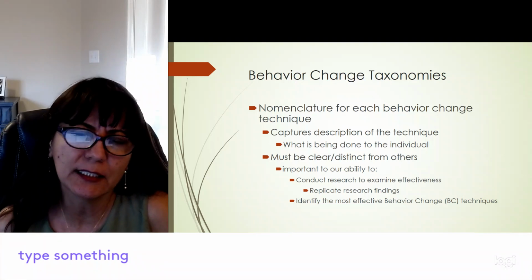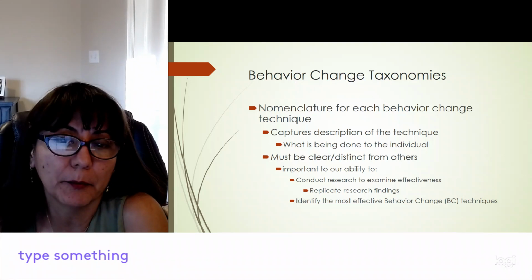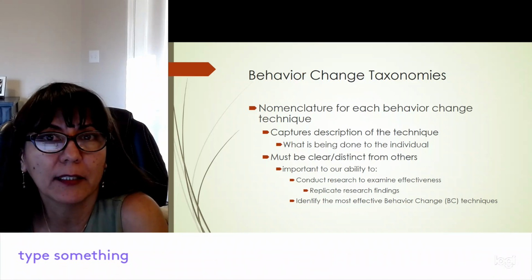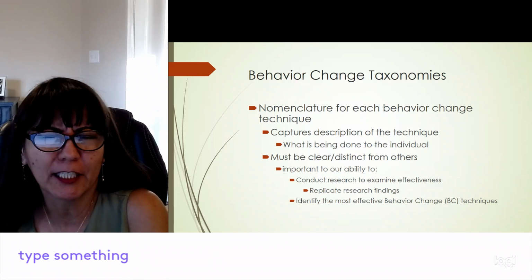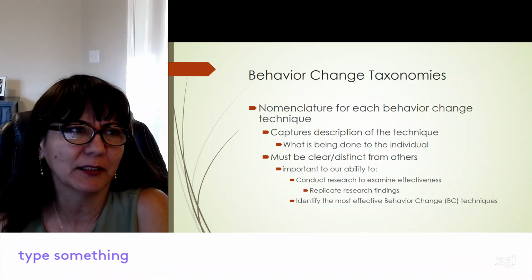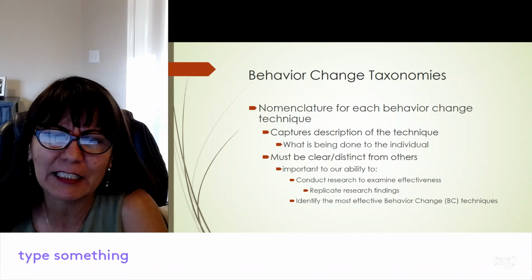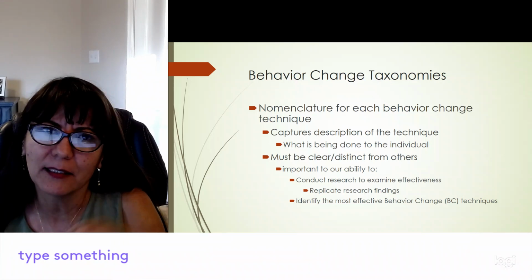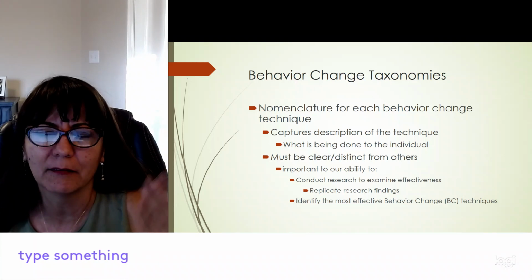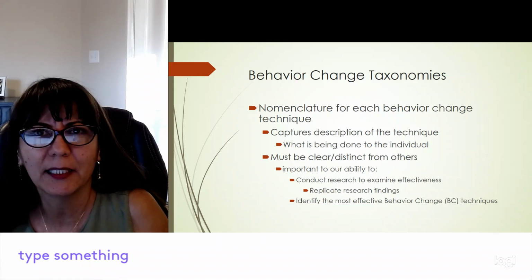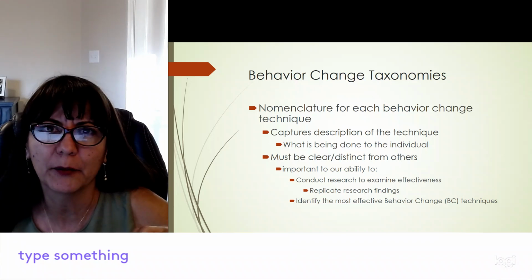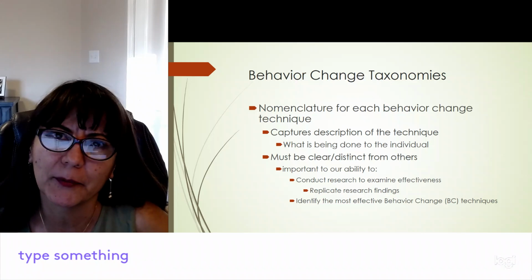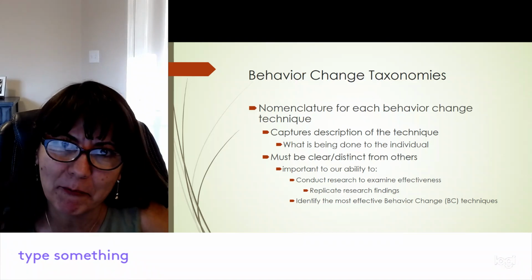So these clear, distinct techniques help us to be able to conduct research, to examine their effectiveness, right? If we're all blurry in our definitions, then it's hard to research that, right? It's like, isn't this the same as that? Kind of like what some of you were saying. And because some of the names might sound so similar to many different people, they end up categorizing their behavior change techniques in the wrong category or under the wrong name, right?